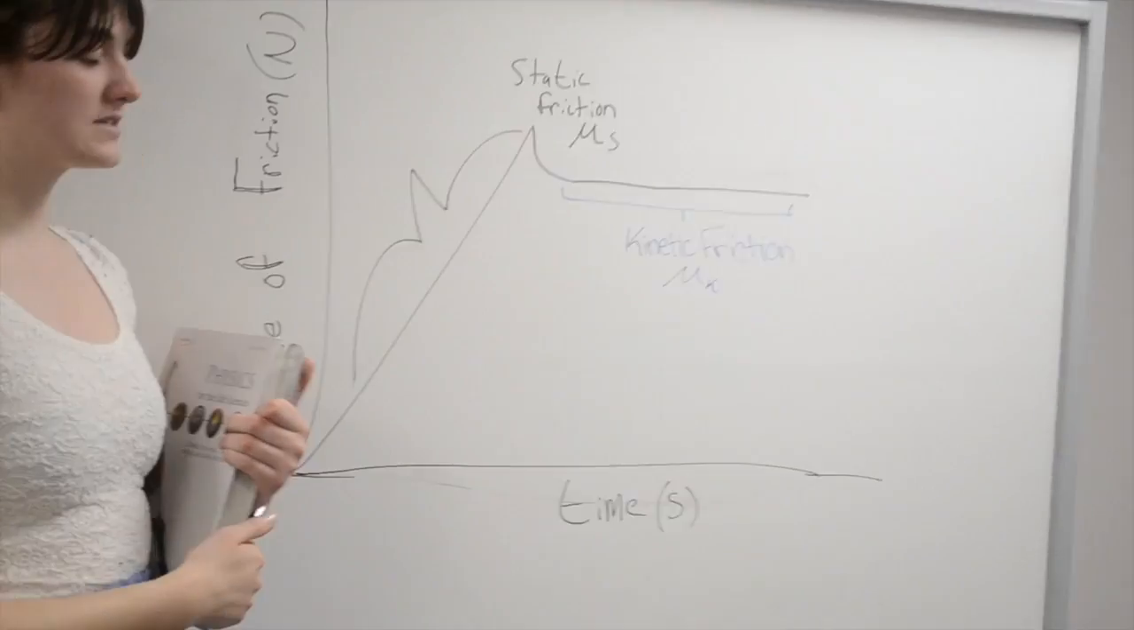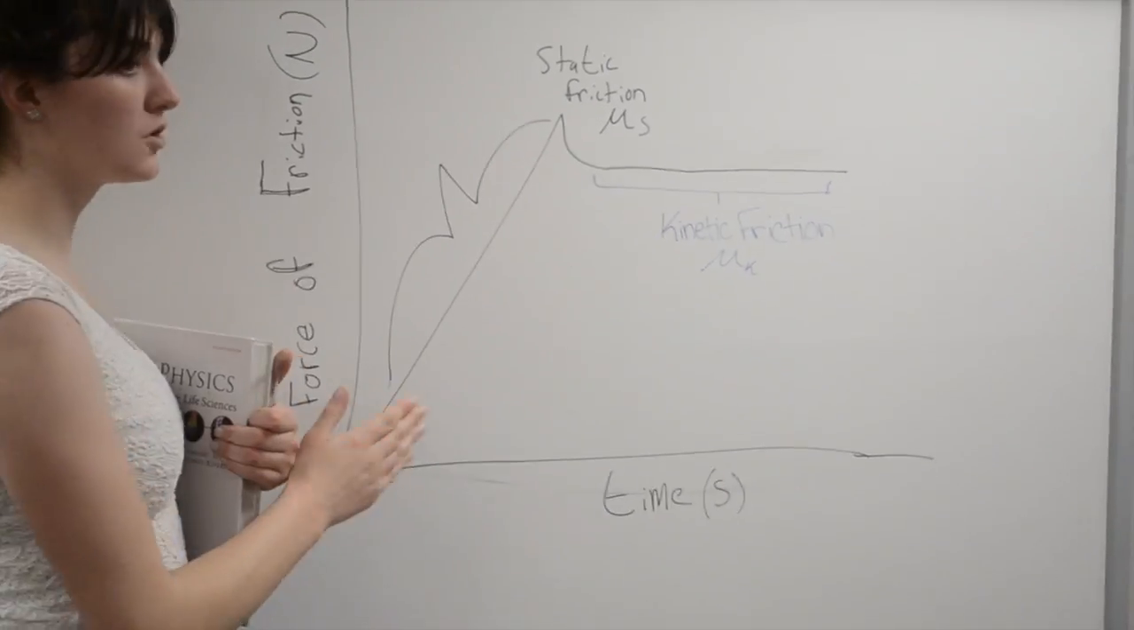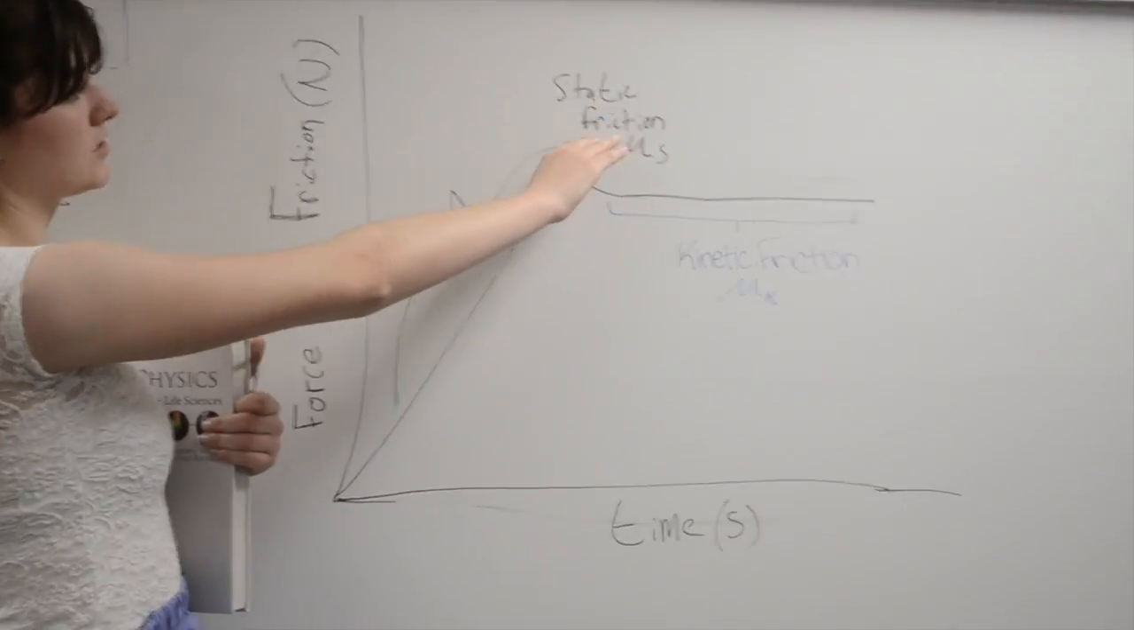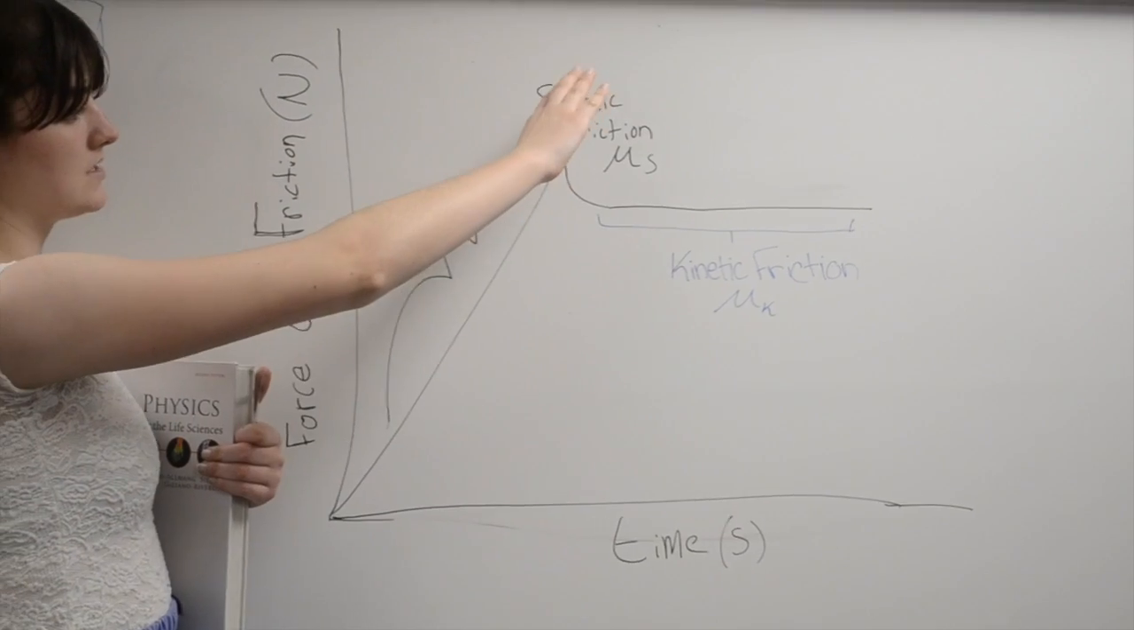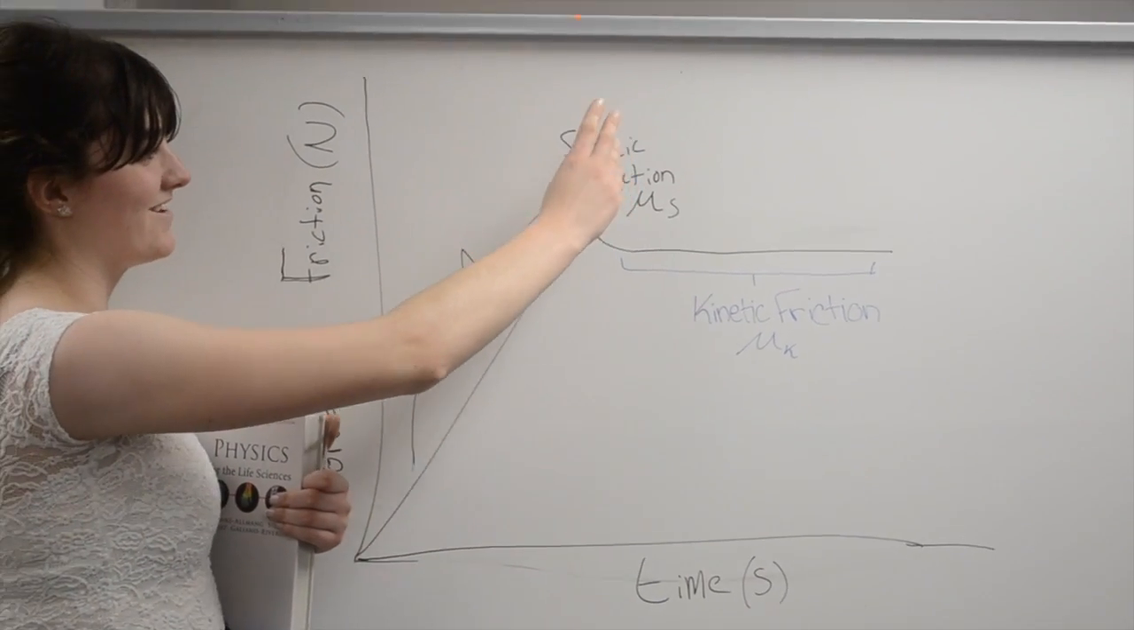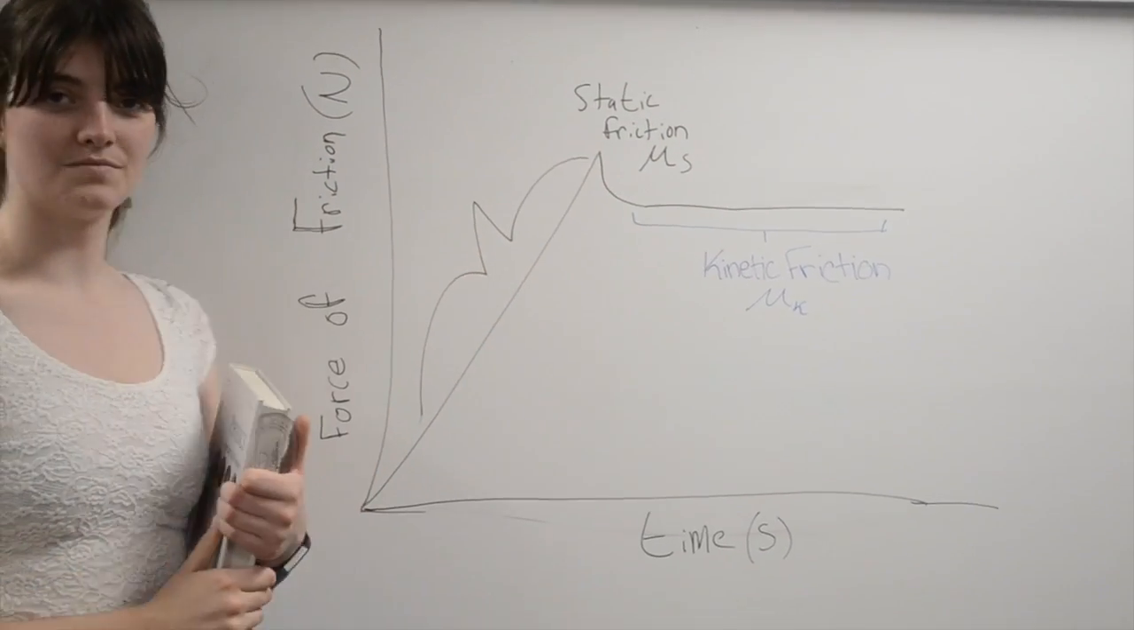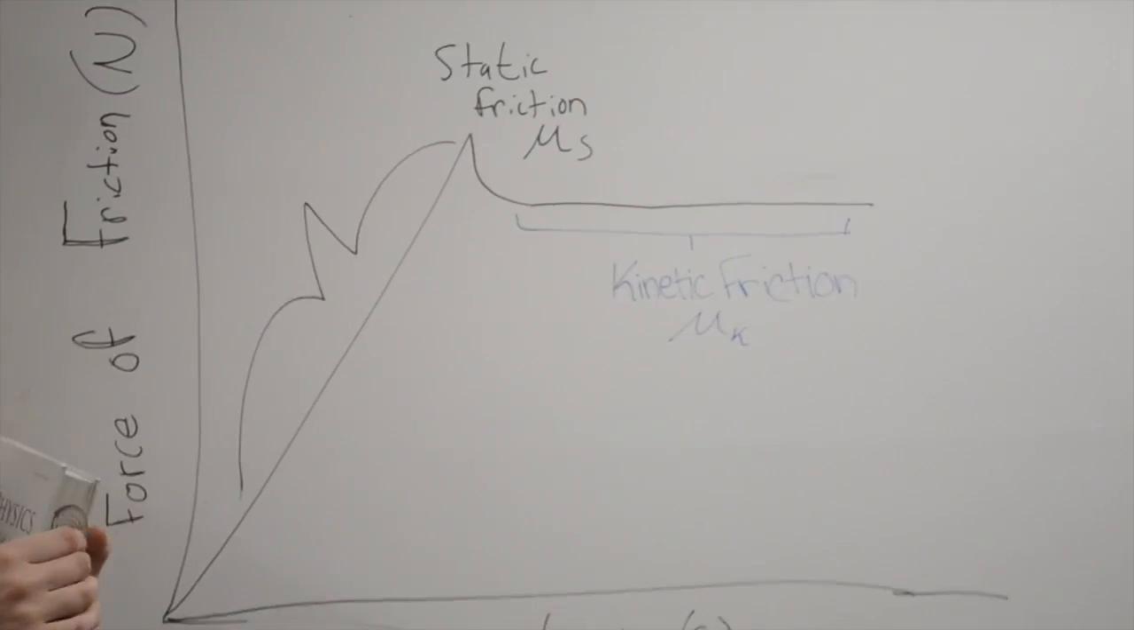So as we raise the table, the physics textbook will not slide, and this is because the static friction is at a constant, and then it will decrease to go to the kinetic friction when the book starts to slide.